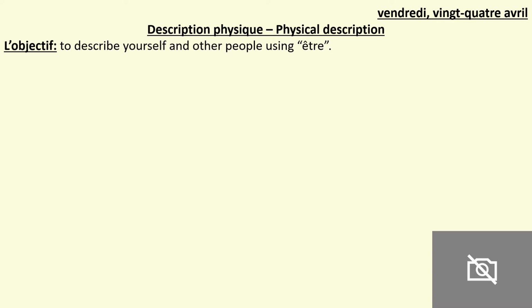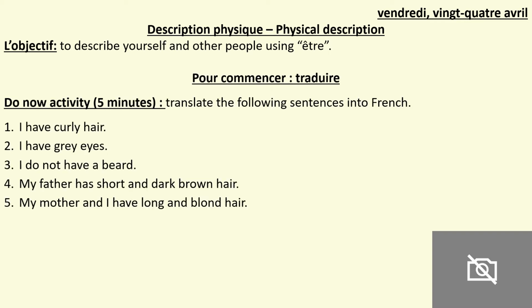Okay, now for your do now activity. Pour commencer, traduire. So to start with, you're going to translate. Your do now activity is 5 minutes long, and I want you to translate the following sentences into French. So copy them out in English and then write the French next to them. Press pause and then press play when you're ready with your answers to mark them.